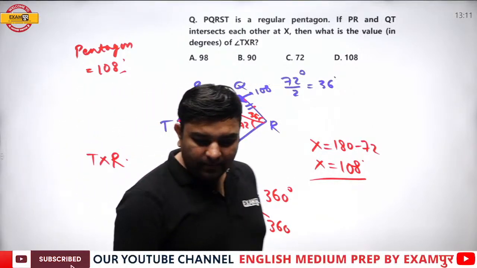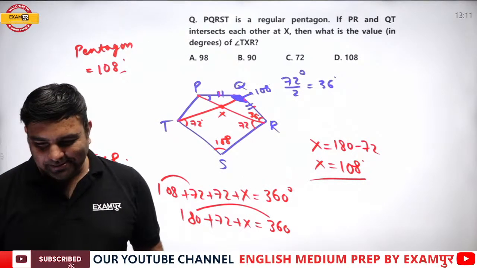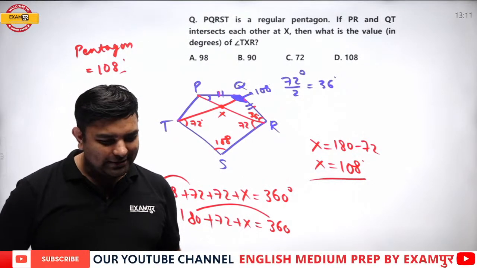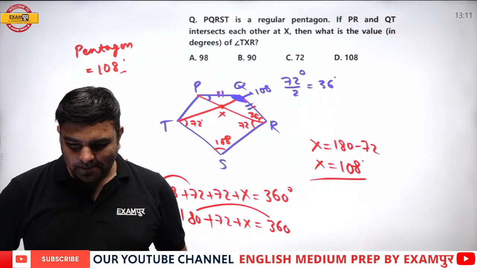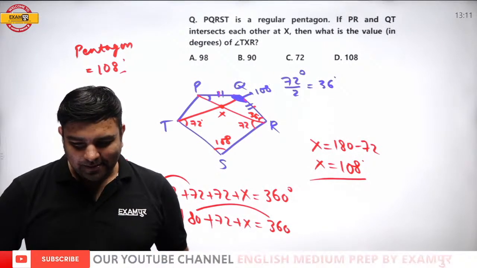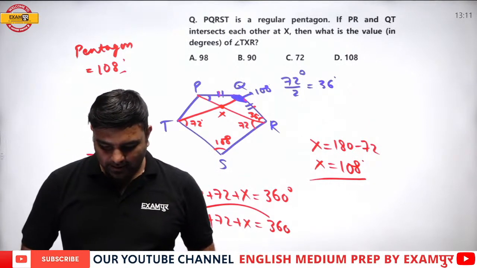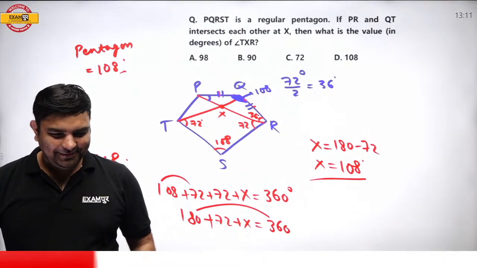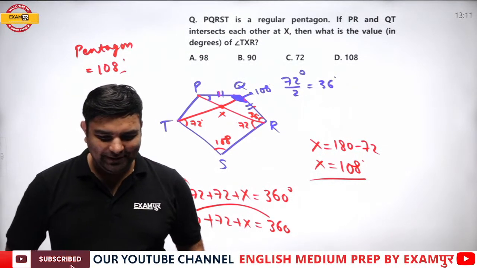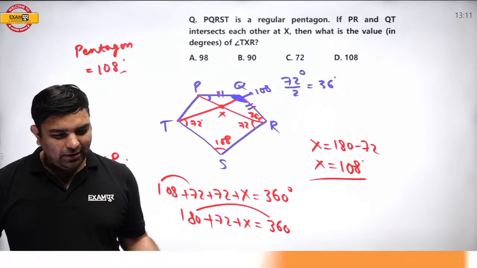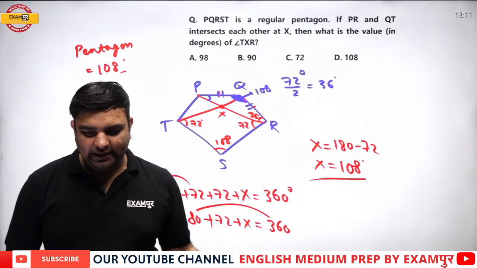Okay, I just noticed that you have given the wrong answers. Is it like this? Okay, no worries. Because D is the correct answer, not C. 108 is the correct answer, not C.